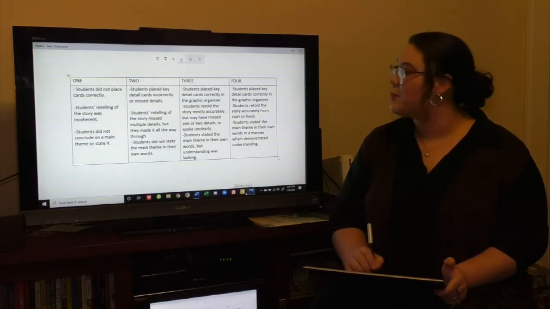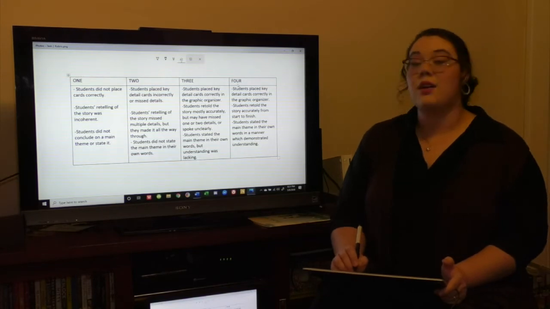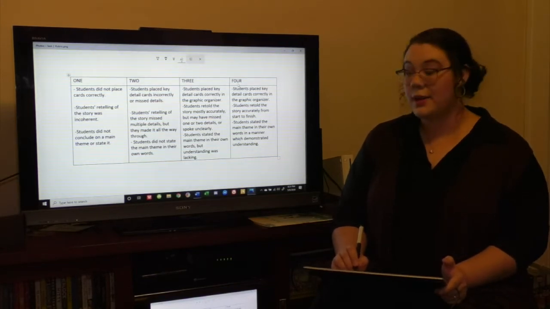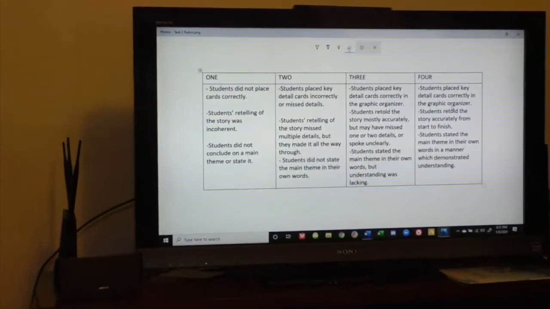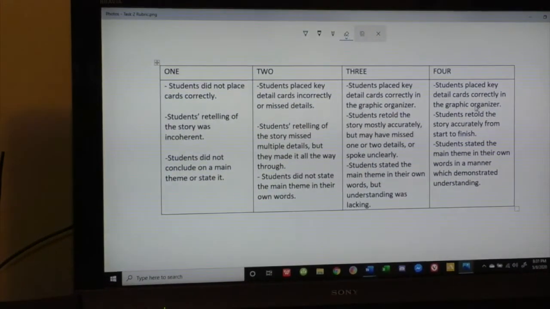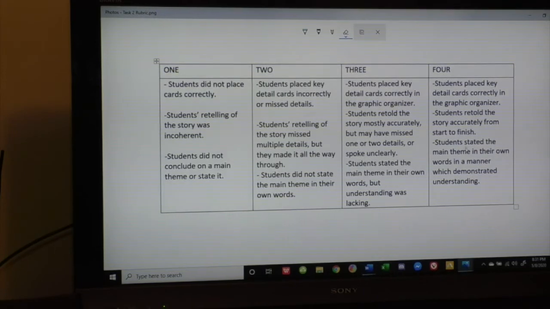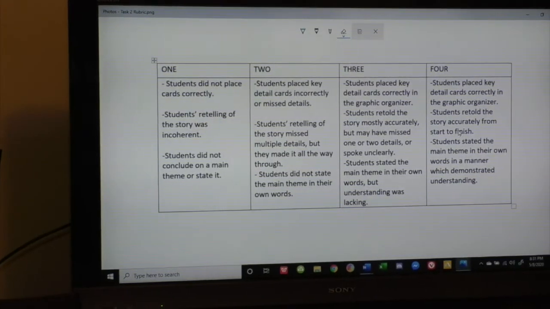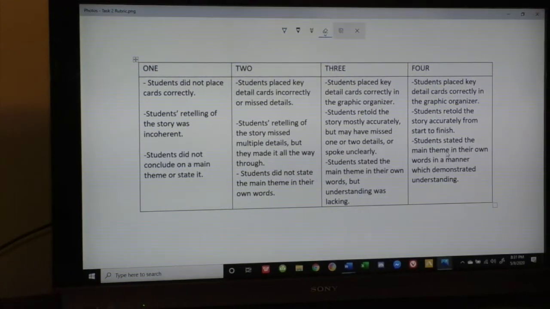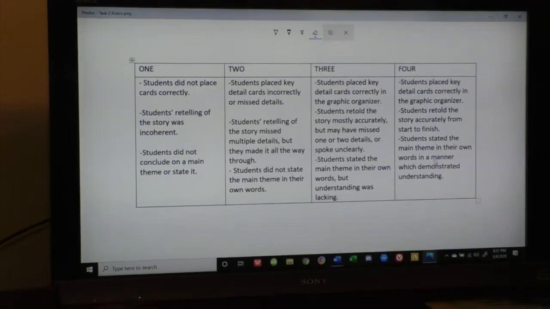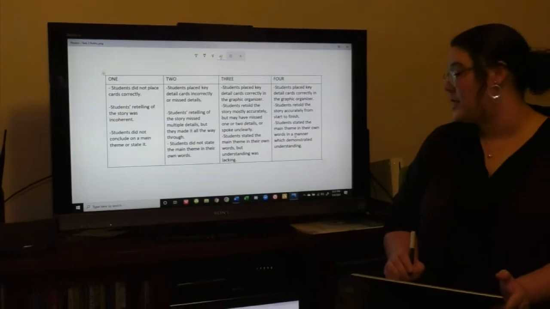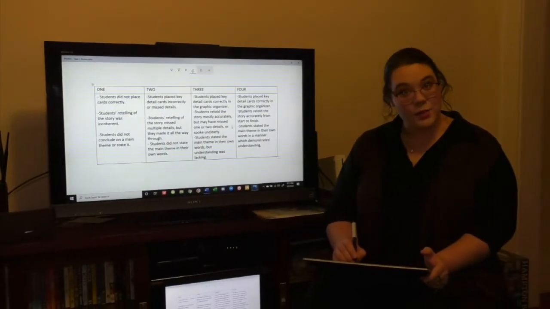We're going to talk about our rubric, okay? So to get a 4 on this rubric, this is what you need to do. You've got to be able to place your cards in the correct spot on the organizer. You've got to be able to retell the story from start to finish. And you need to be able to say the main idea in your own words, okay? So you're going to show me that you know what the main message of the story is, okay? That's what we're shooting for.